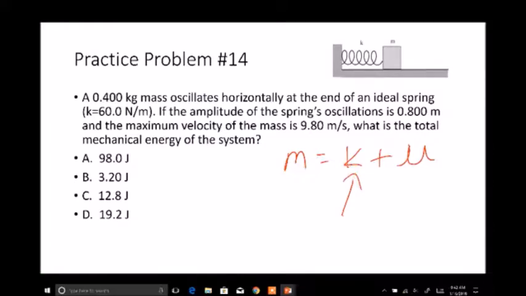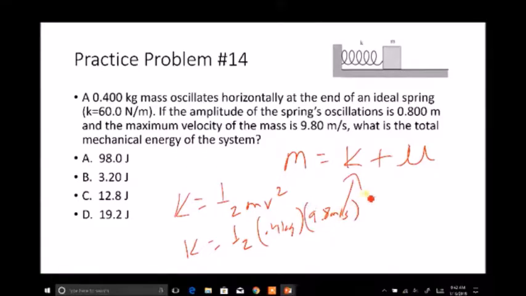That maximum velocity happens when the displacement is 0. It happens at the equilibrium position. So we could use K equals 1/2 mv squared. We know the mass of the object, 0.4 kilograms. And we know the maximum speed is 9.8 meters per second. We've got to square that. If we do the math, we end up with 19.2 joules. And that's at the equilibrium position because that's where the maximum velocity takes place.